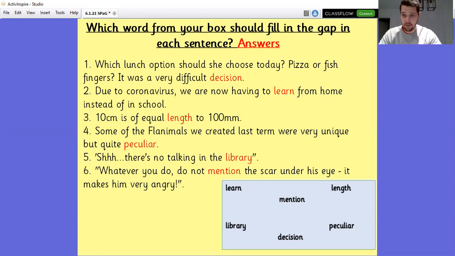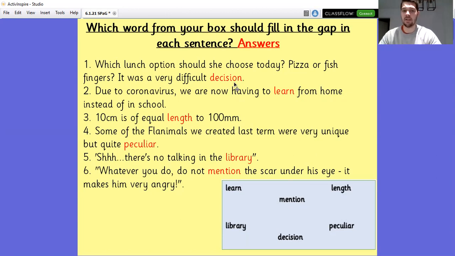So I'm just going to read it really quickly with the answers. Which lunch option should she choose today? Pizza or fish fingers? It was a very difficult decision. That shun suffix that we worked on quite a lot in autumn term. Due to coronavirus, we are now having to learn from home instead of in school.